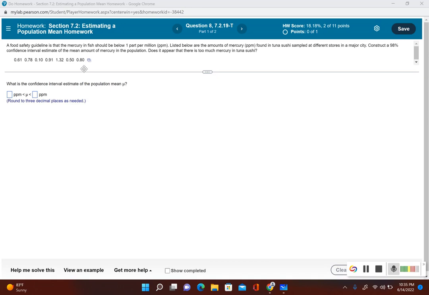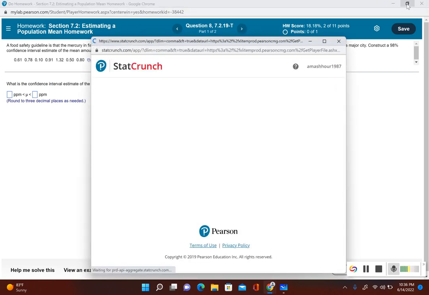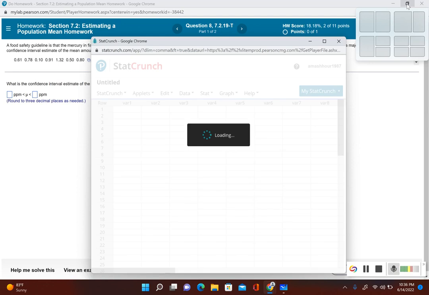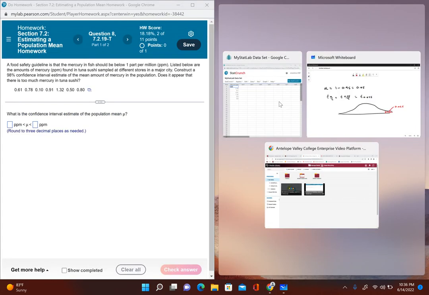Okay, so this time we're given the data. We're not given the mean of this data or the standard deviation. So what we could do is go ahead and open this up in StatCrunch. Now, there's actually a couple ways that you could work this out. You could find out what the mean is and what the standard deviation is of this sample, but there's actually an easier way that you could work it out as well.